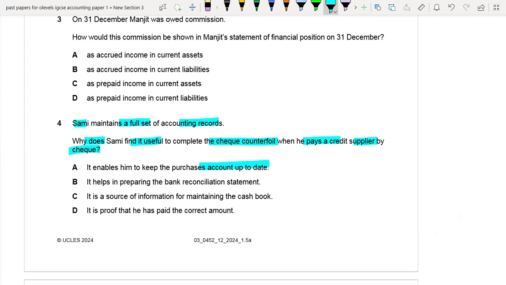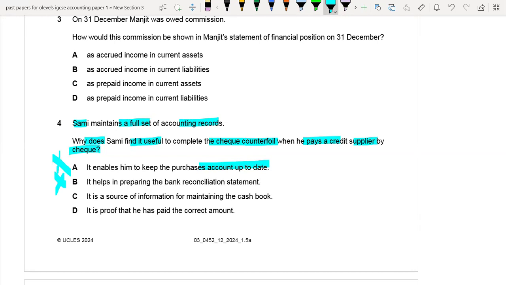It helps in preparing the bank reconciliation statement. So it is not related to the bank reconciliation statement. You are paying them by check counterfoil or by check. So for the BRS, this is not helping. So this is not the right option.